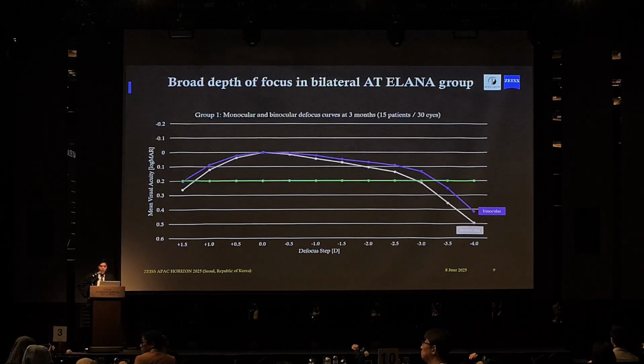In patients with bilateral IOLMaster implantation, there is a broad depth of focus as seen in the binocular defocus curve in this graph. This excellent result is even better, especially in the range from minus 1.5 diopters to minus 3.0 diopters for the binocular defocus curve. As you can see by the green line in this graph, the range above 0.2 logMAR for study group 1 is about 4.5 diopters, which is an excellent range.